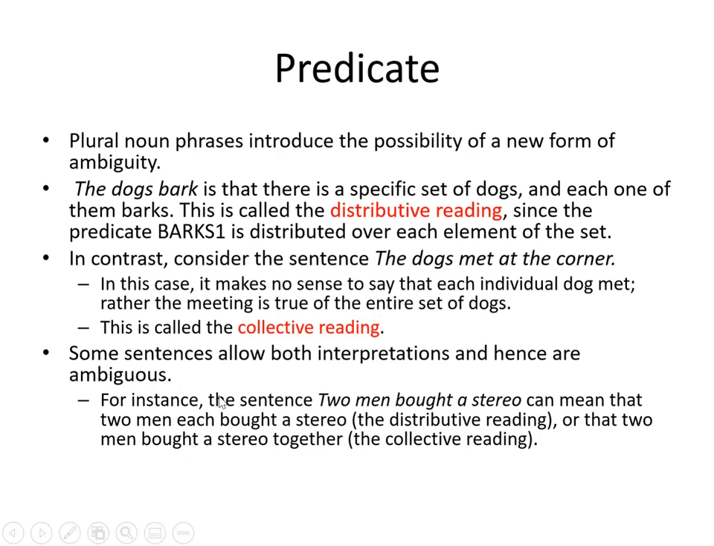Some sentences allow both interpretations and hence are ambiguous. For example, two men bought a stereo. Now this means either that two men each bought a stereo, which is a distributed reading, or that two men bought a stereo together, which is called the collective reading.